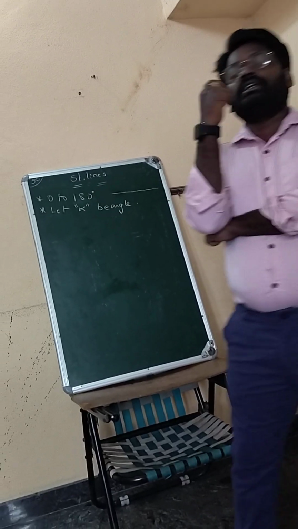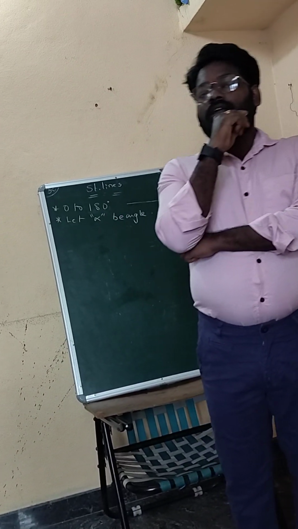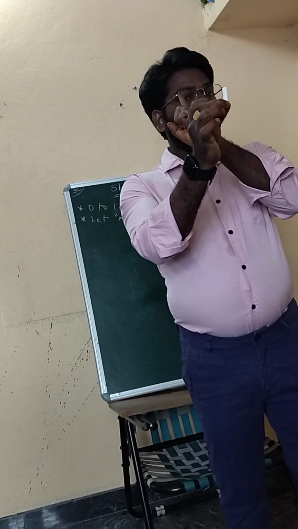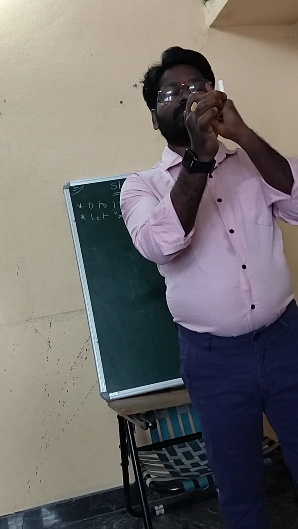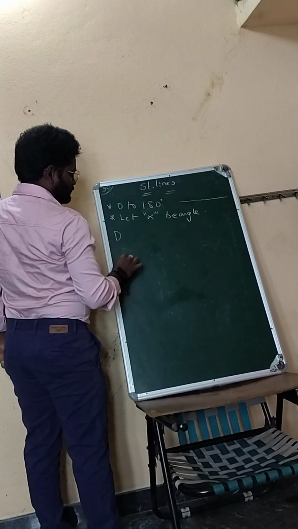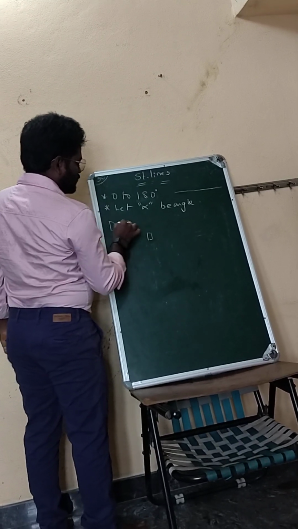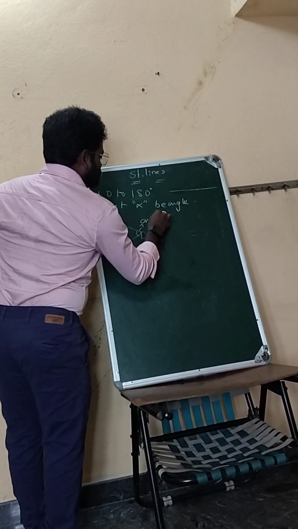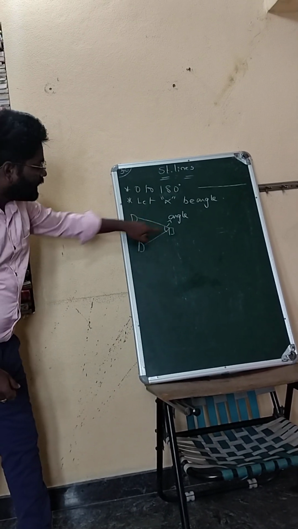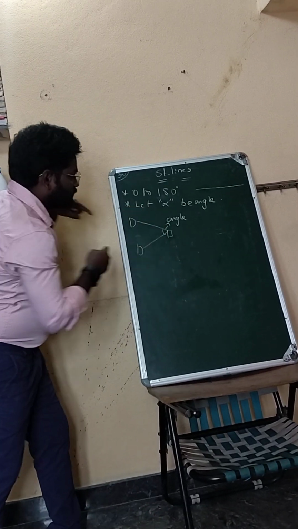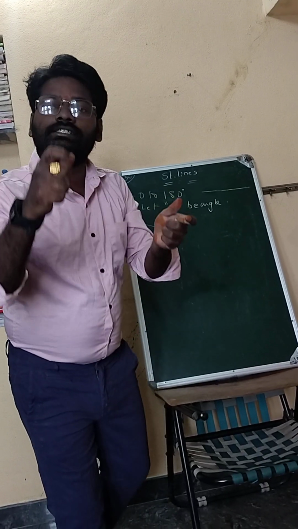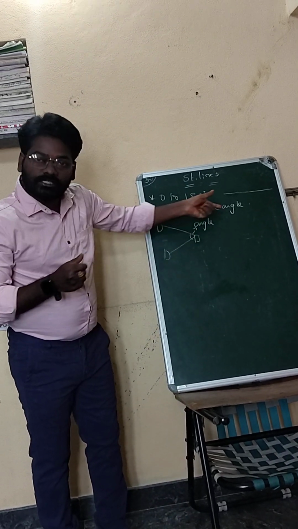First of all, what is the meaning of an angle? Once you see this chart piece, there is a left ray and a right ray. These two are rays, and this is the angle. Two rays with a common ending point is called an angle.